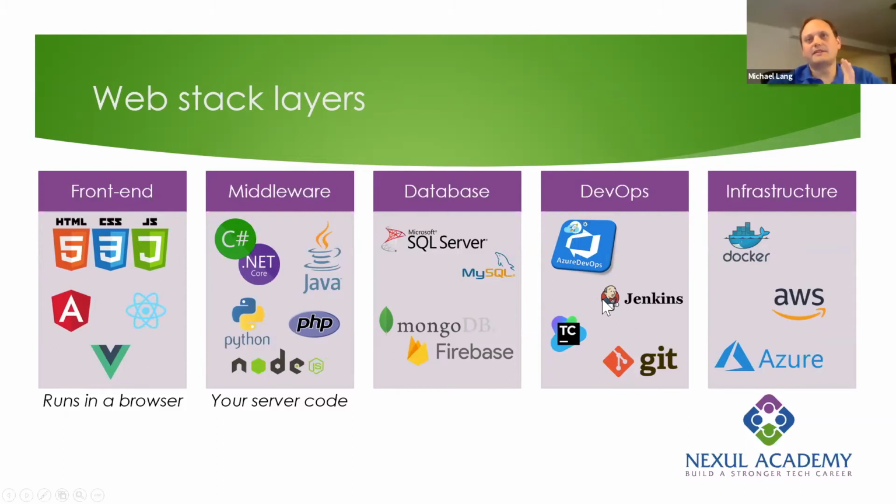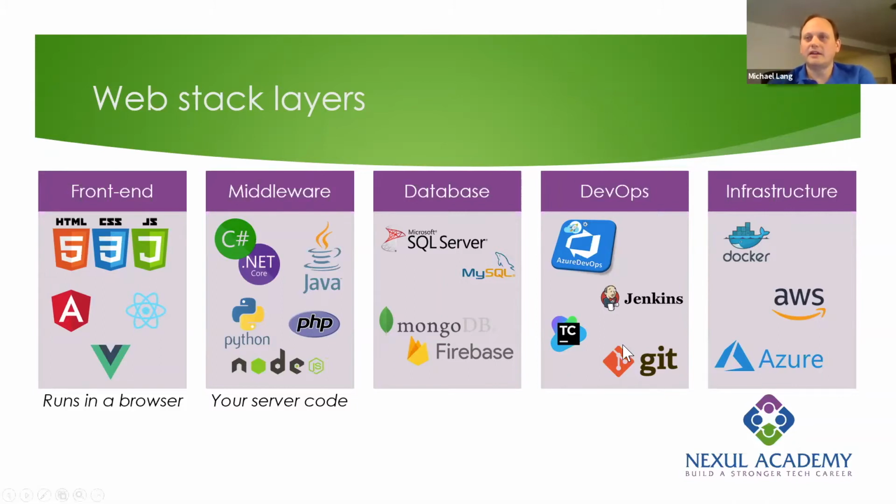DevOps is the process of deploying the code once it's written into an infrastructure environment. So whether that's Amazon's AWS or Microsoft's Azure on the infrastructure side, there are these other tools like Azure DevOps, Jenkins, TeamCity, and a number of other ones as well that can all help you with that deployment process automatically.